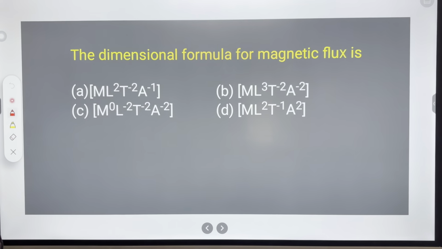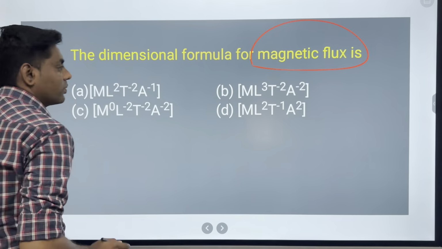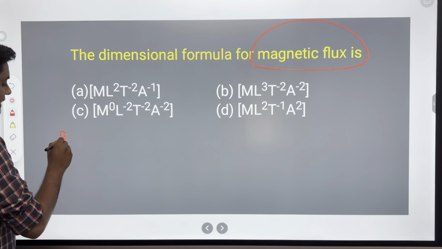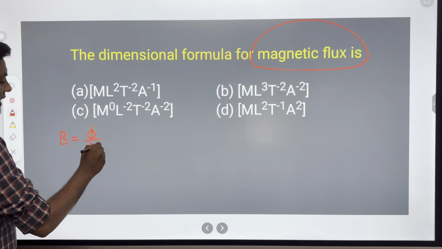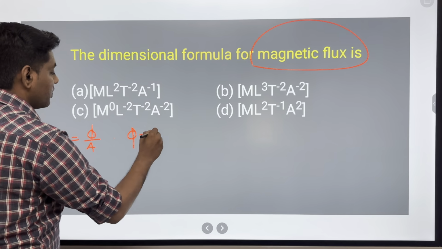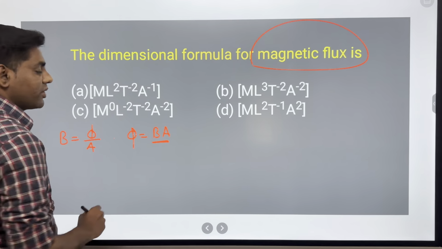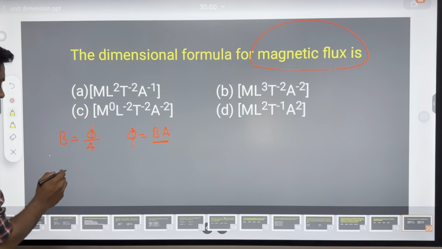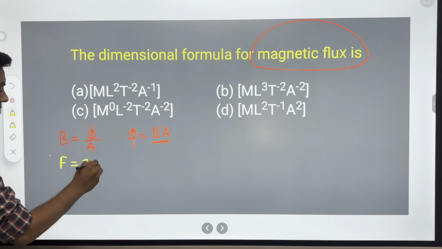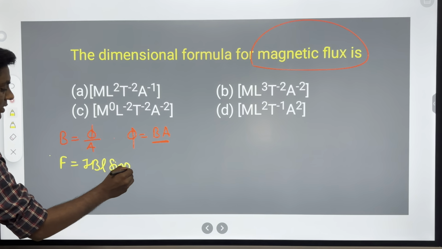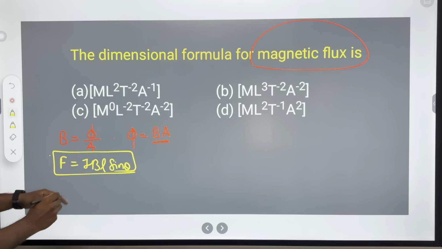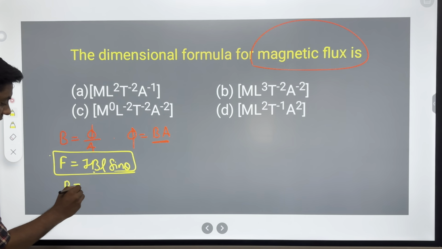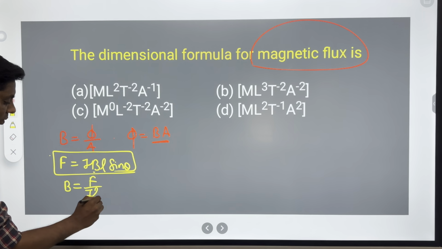We go for the next example: the dimensional formula for magnetic flux. Very simple. As we know the formula, the magnetic field equals magnetic flux divided by area. Therefore magnetic flux equals magnetic field into A, but we don't know the dimensional formula for magnetic field. So how to calculate it? Remember the formula, force equal to I B L sine theta. This is the formula you studied in 11th. So we have to calculate the magnetic field. So B equal to force divided by I into L sine theta.